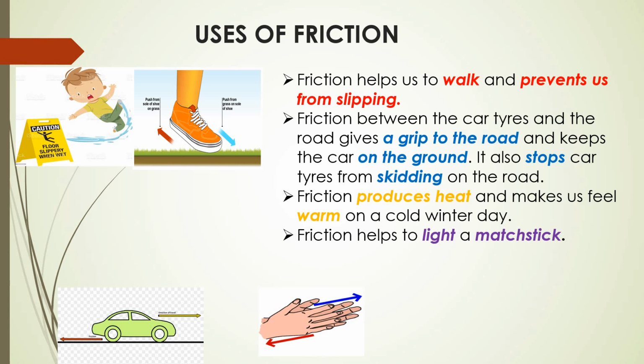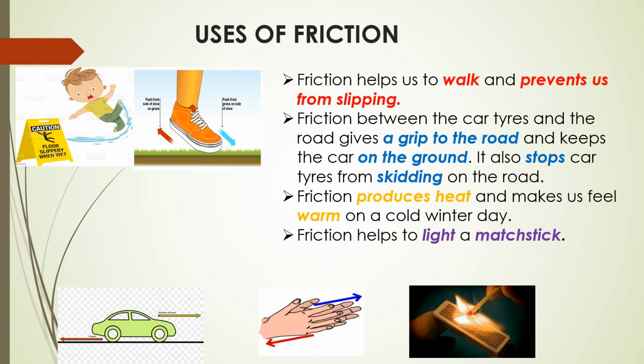Friction helps us to light a matchstick or any fire. So when we strike a matchstick on the rough surface of the matchbox, what happens? We get a fire. The matchstick gets lighted. In the same way, if we rub two dry surfaces, like dry wood pieces with some other dry hard substance, then at that time also the dry wood pieces catch fire. Why? Because friction produces heat.